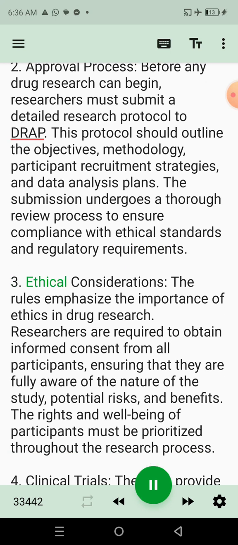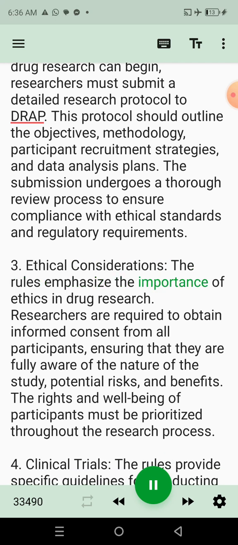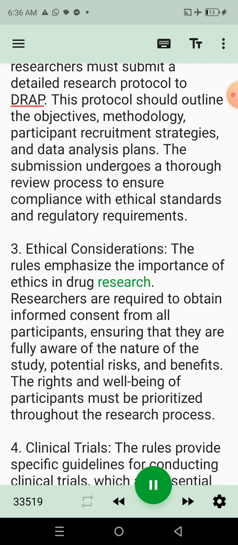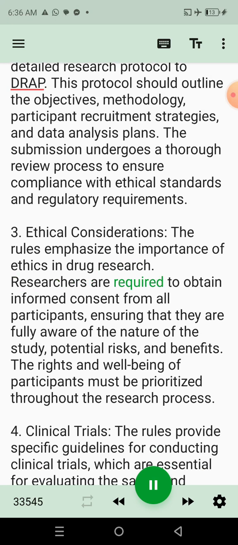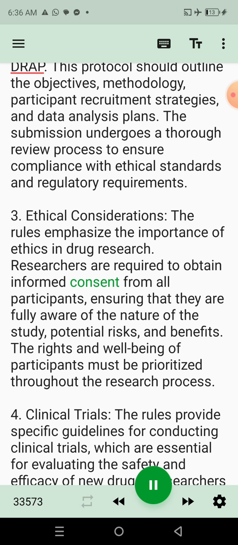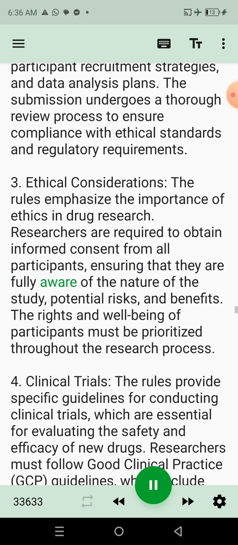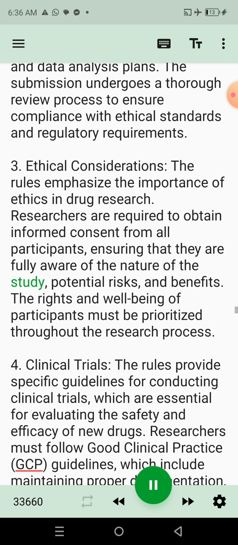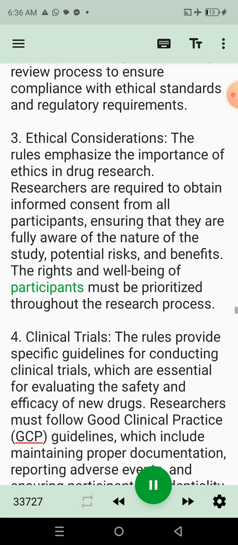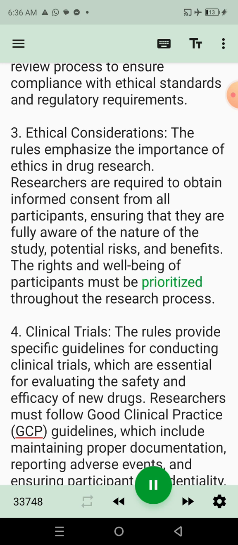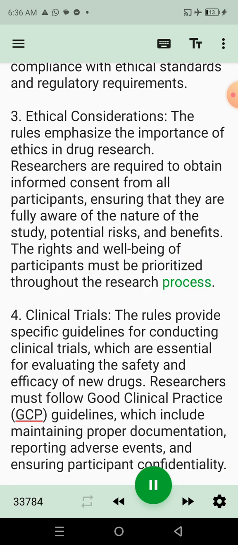3. Ethical considerations. The rules emphasize the importance of ethics in drug research. Researchers are required to obtain informed consent from all participants, ensuring that they are fully aware of the nature of the study, potential risks, and benefits. The rights and well-being of participants must be prioritized throughout the research process.